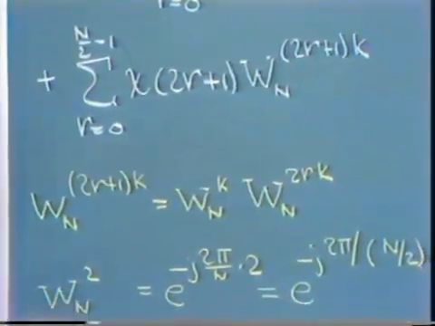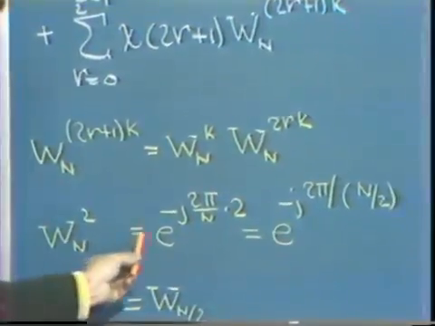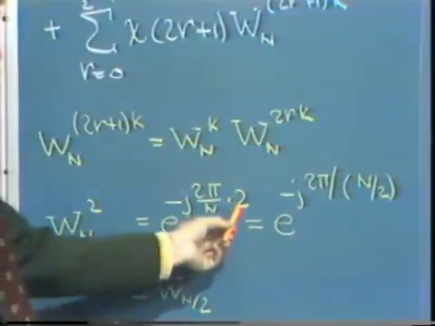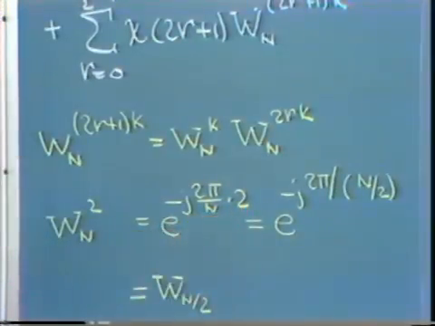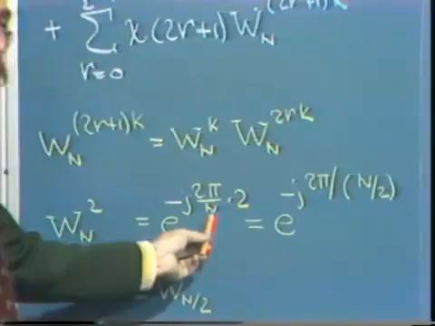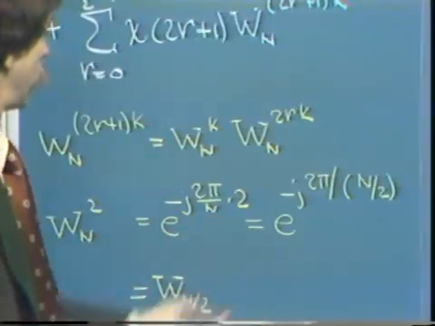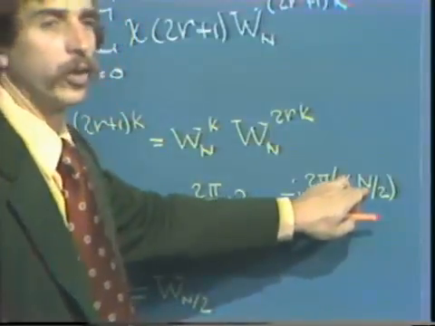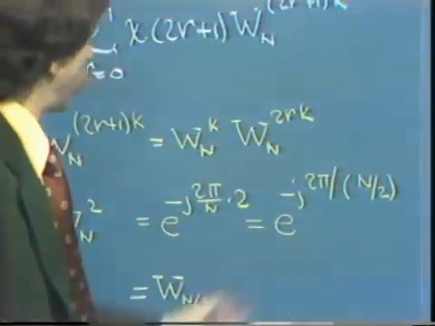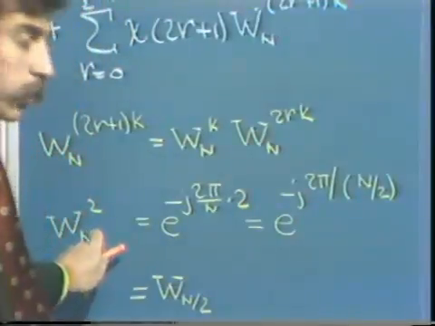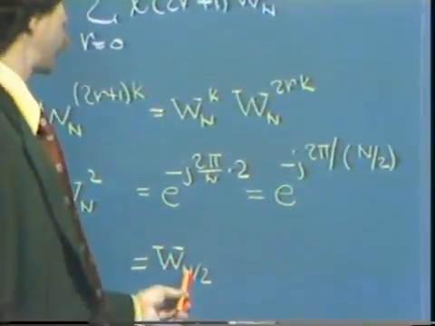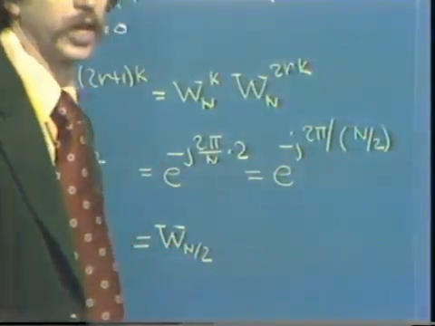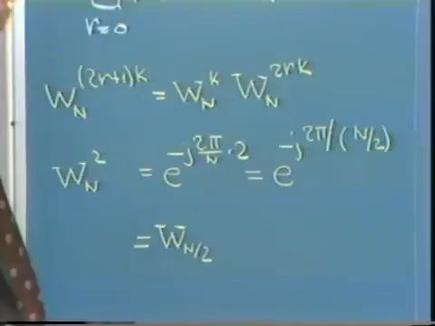Well, w sub n squared is equal to e to the minus j 2 pi over capital N, squared, so the factor of 2. If we take the 2 down in the denominator and associate it with the n, we can rewrite this as e to the minus j 2 pi over n over 2. So what w sub n squared is equal to is w sub capital N over 2. In other words, the w that we would associate with an n over 2 point discrete Fourier transform.